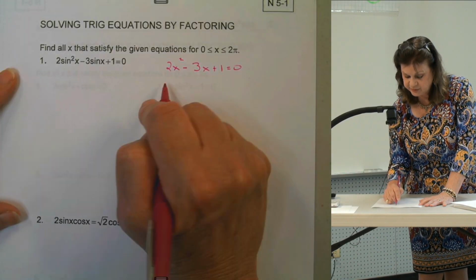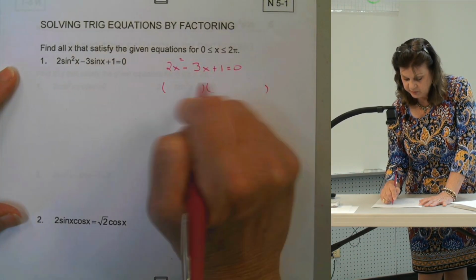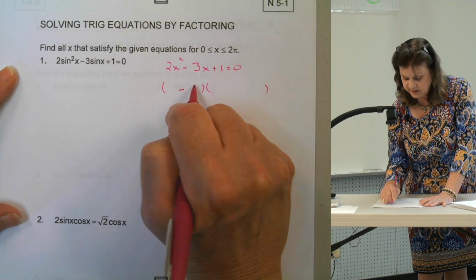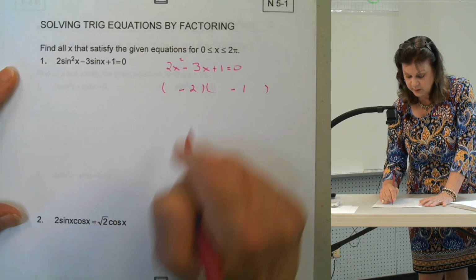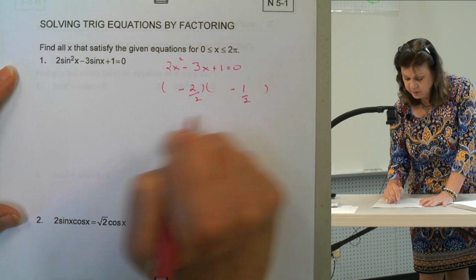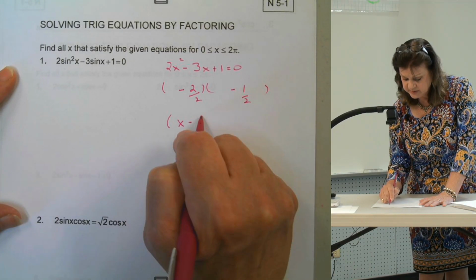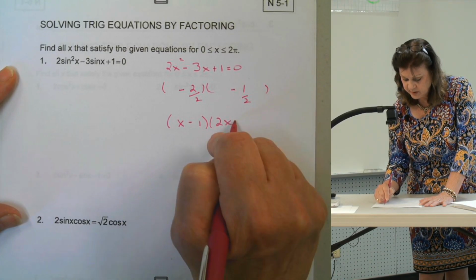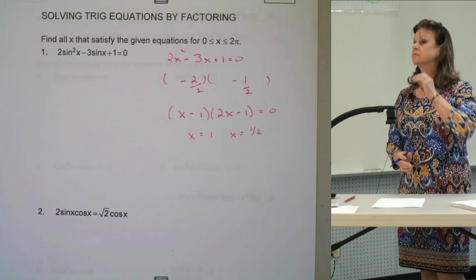So you would factor, and my signs are the same, they're both negative, so you'd have negative 2 and negative 1. You would end up with x minus 1 and 2x minus 1.